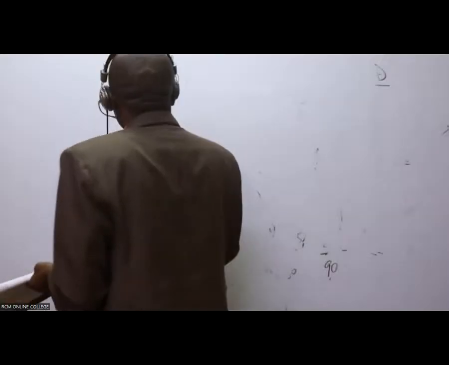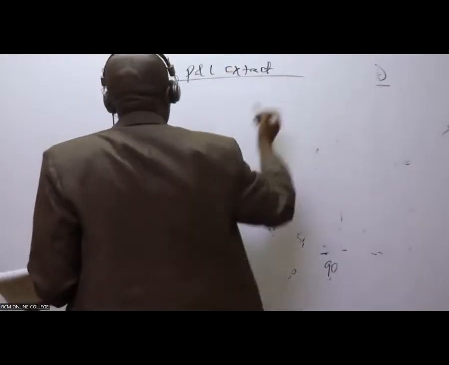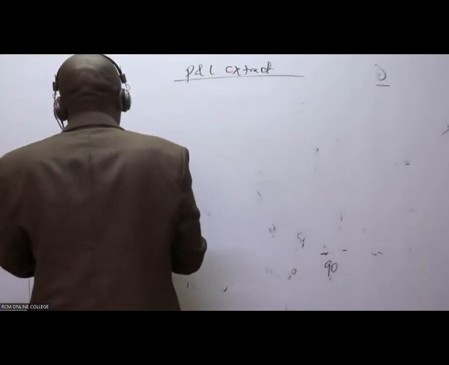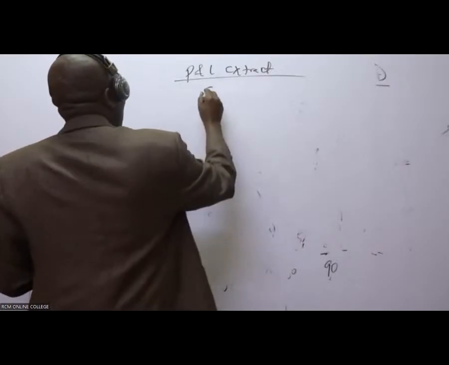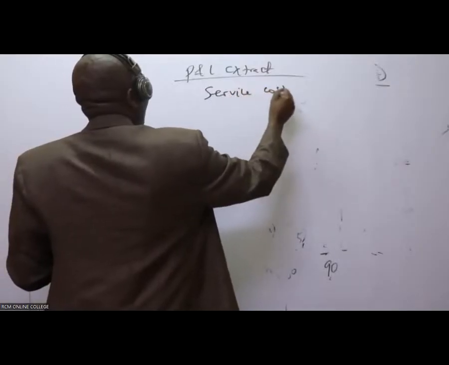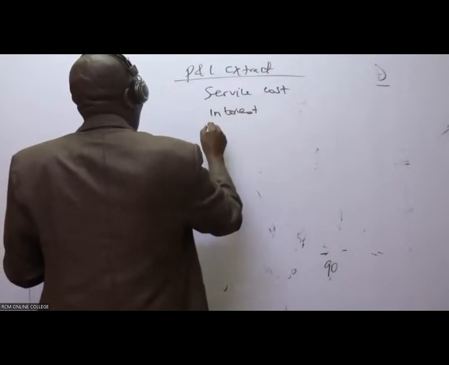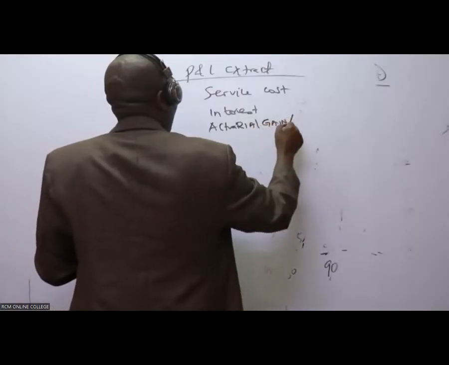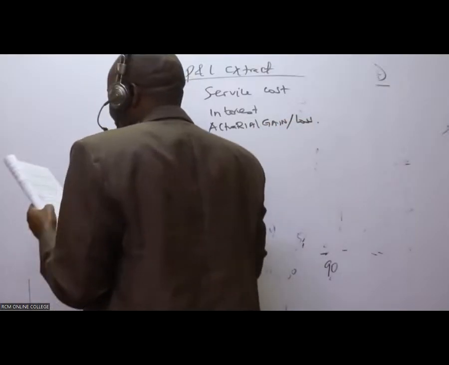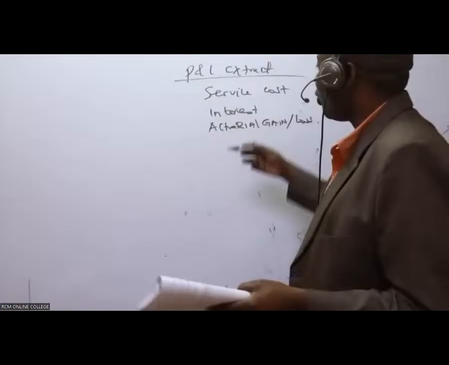So, ladies and gentlemen, let me do the extract. Of course, the balance sheet is very easy. I'll do the P&L extract. I'm trying to explain how I'm doing this. In the profit and loss extract, what do we need here? I would need service cost, interest, and the actuarial gain or loss. It's only 1 year given really here.